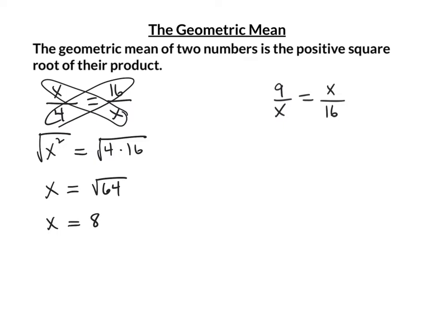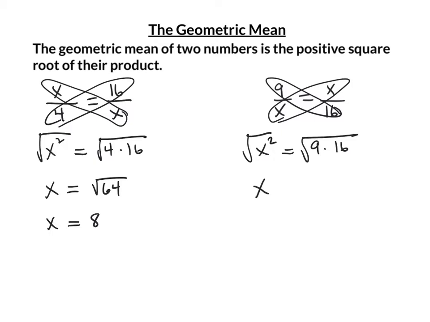Look at the other proportion. I'm going to cross multiply. X times x is x squared, and that equals 9 times 16. And I'm taking the square root of both sides. And again, observe, you're multiplying the two numbers. That's the product. And then you're taking the square root, and it's the positive square root. This then is the square root of 9 times 16, which is 144, and x would be 12. The geometric mean of 9 and 16 is 12.